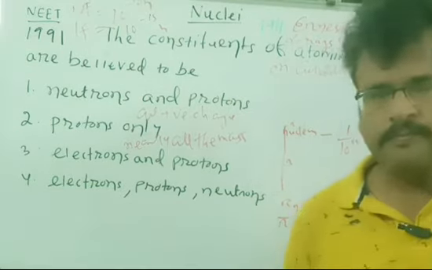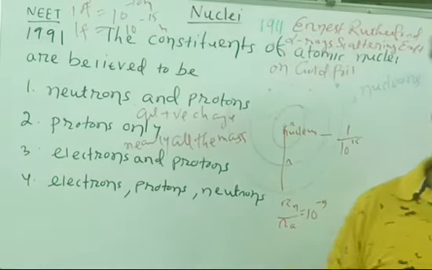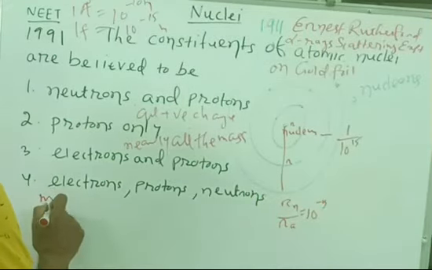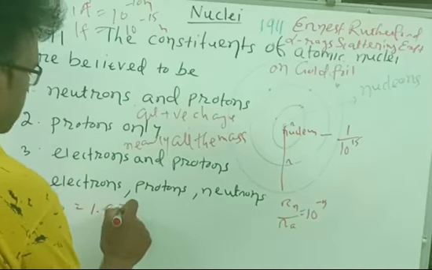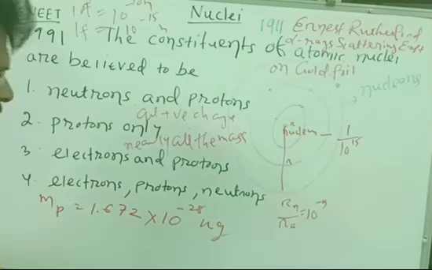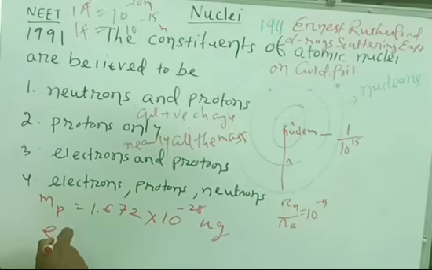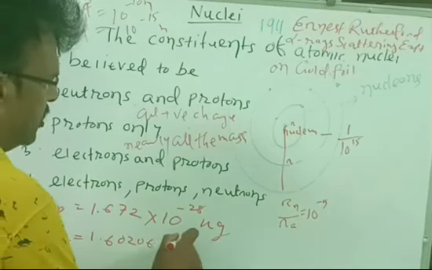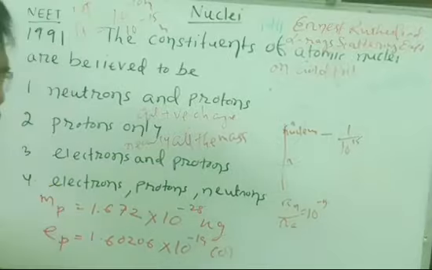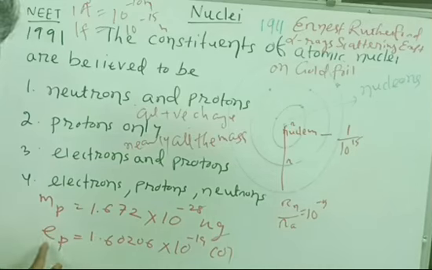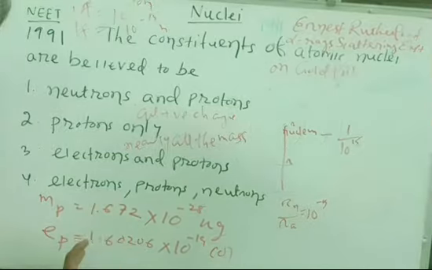Then, the mass of the proton is 1.672 into 10 to the power minus 27 kg, and the charge of the proton is equal to 1.60206 into 10 to the power minus 19 coulomb. You see, the charge of the proton is positive and the same in quantity as that of the charge on the electron.